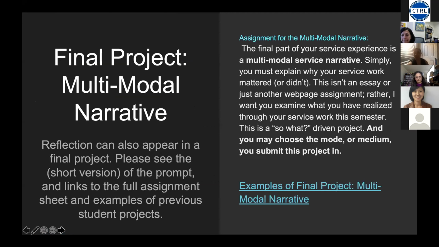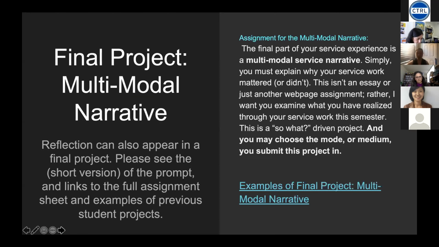Final project. I think this is the other thing that a lot of us could get more creative with and have some fun with. So their final project in complex problems was a multimodal narrative. So it's basically a reflection project, but it's talking about what they want to focus on. They're telling the story of their CBL experience. So the multimodal part is where students get to have a little bit of fun.